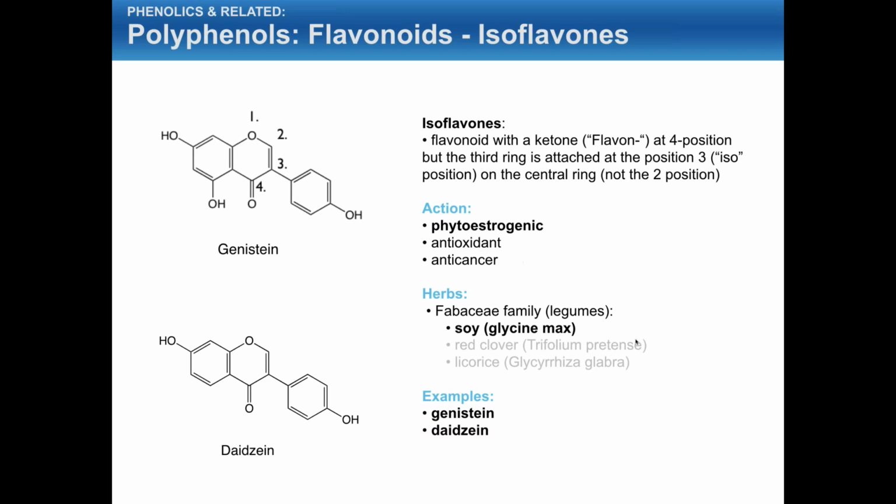And we discussed this in the first lecture. So soy is one of the big sources. But things like red clover also contains these two isoflavones. And licorice is also known to have some phytoestrogenic properties, along with a whole bunch of other properties. And one of the phytoestrogens in it is an isoflavone, just so you know.